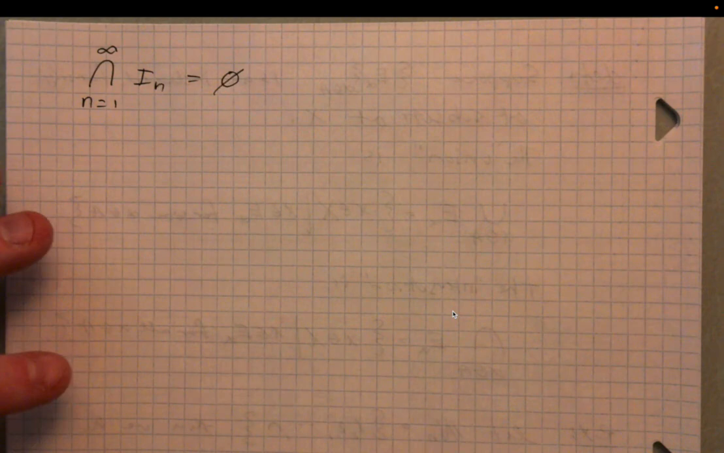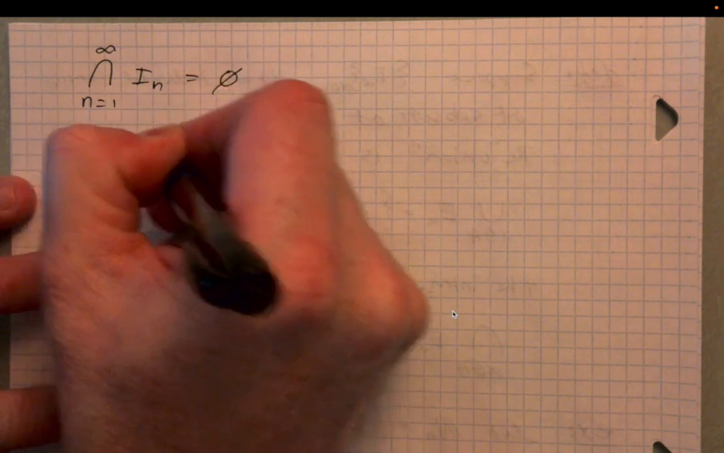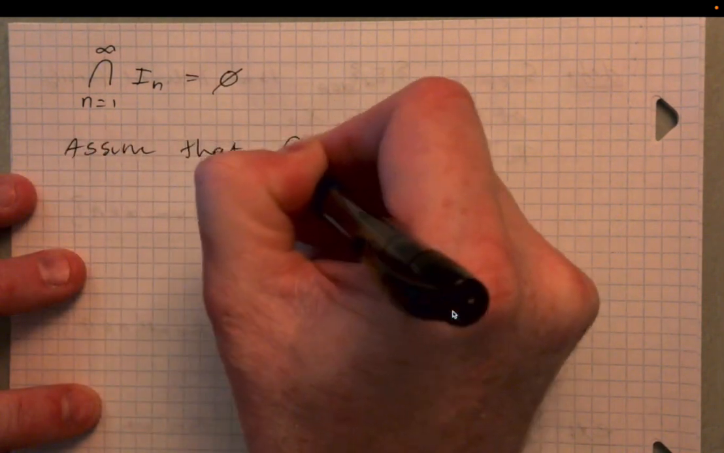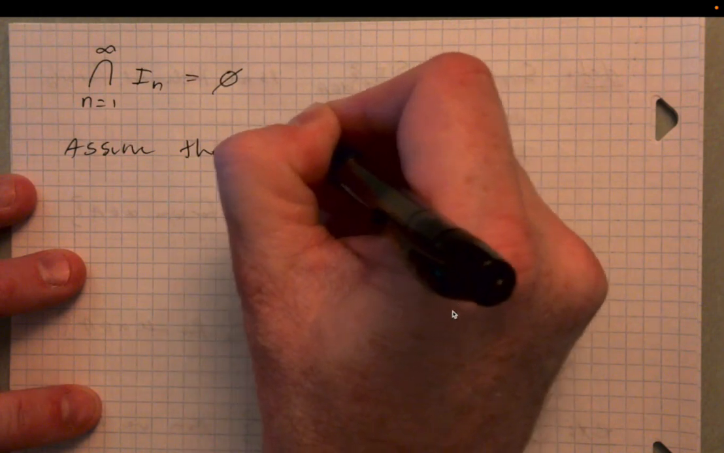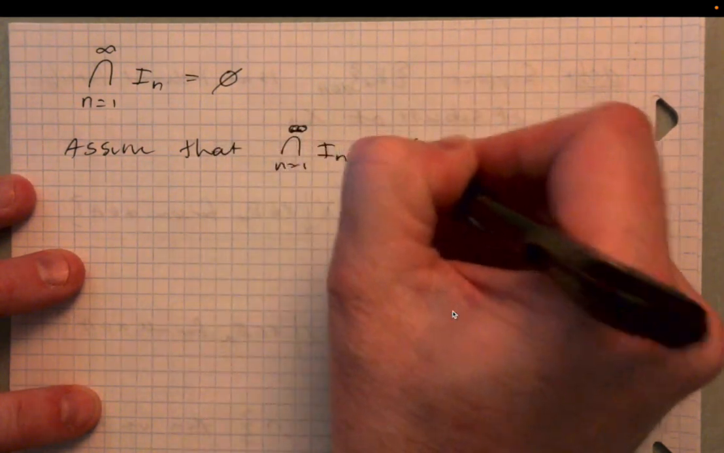So I would say that the intersection from n equals 1 to infinity of I sub n is the empty set. But you may not believe that, right? Let's check. Let's see what kind of reasoning produces this. Let's do a little bit of an argument from contradiction here. So let's assume that the intersection here is not the empty set. Okay, let's just start with that. We'll say it's not empty.